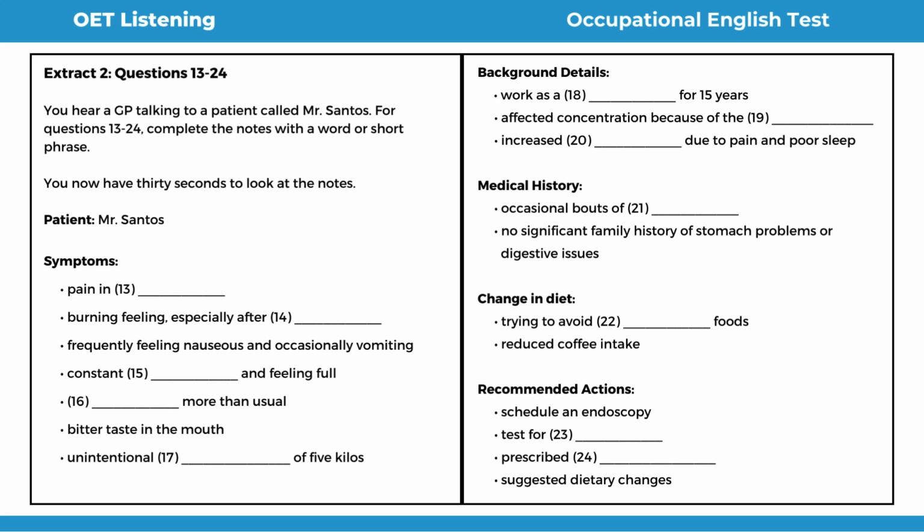I see. Is there any family history of digestive issues or similar symptoms? Not that I know of. My parents have had their own health issues, but nothing related to the stomach or digestion as far as I'm aware. Understood. Have you changed your diet recently? I've been trying to avoid spicy foods and cut down on coffee because I read they can aggravate the symptoms, but it hasn't made a huge difference. I'm not sure what else to try.